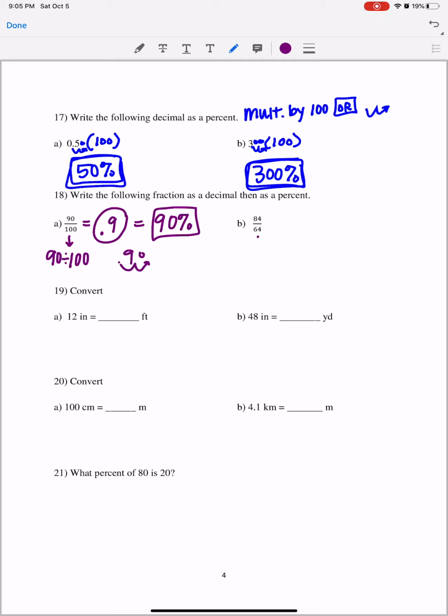Okay, on B, same thing. We're going to do the top, 84, divided by the bottom, 64. And that's going to give us an ugly answer, 1.3125. Okay, so that's my decimal. And now, to get my percent, take that number and move it 2 times to the right. So my percent here is 131.25%.